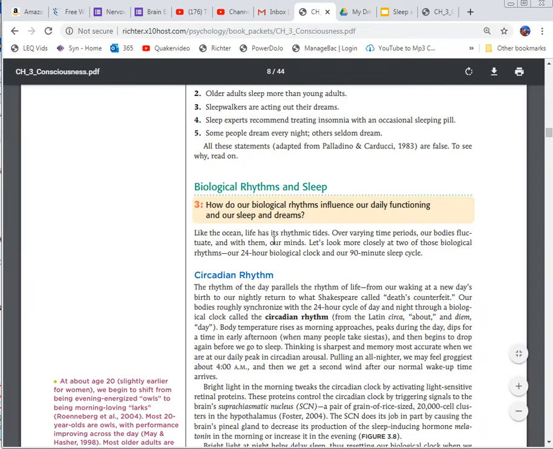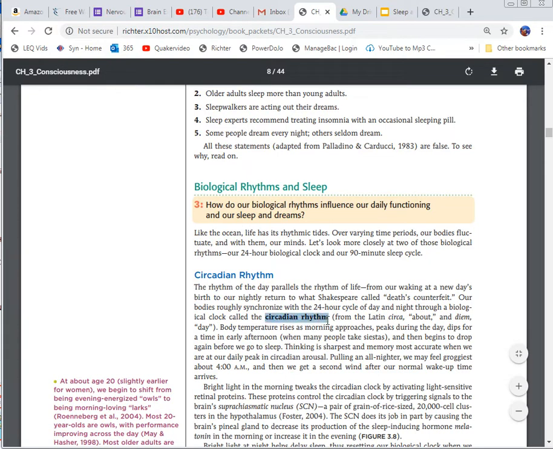"Like the ocean, life has its rhythmic tides. Over varying time periods, our bodies fluctuate, and then with them, our minds." As your body gets sleepy, your mind gets sleepy. "Let's look more closely at two of those biological rhythms, our 24-hour biological clock and our 90-minute sleep cycle." So we're going to start with the biological clock, the circadian rhythm. "The rhythm of the day parallels the rhythm of life, from our waking at a new day's birth to our nightly return to what Shakespeare would call death's counterfeit. Our bodies roughly synchronize with the 24-hour cycle of day and night through a biological clock called their circadian rhythm."